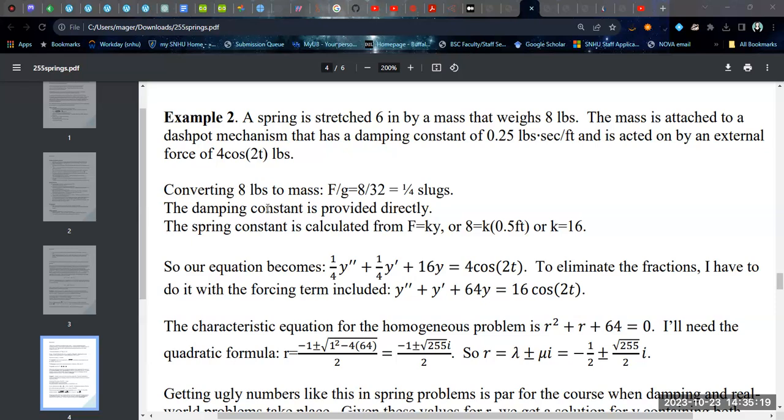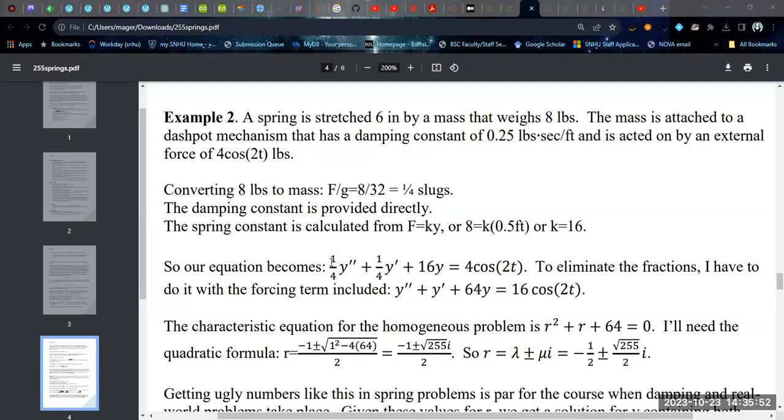So first thing is we have to find the mass for the equation. So we're going to convert 8 pounds to mass, and that's going to give us 8 divided by gravity, which is 1/4 of a slug. The damping constant is provided directly as 0.25 or 1/4. And then the spring constant is calculated from the fact that it takes 8 pounds to stretch the spring 6 inches. And when you set 8 equal to the force, and then you divide by half a foot, you get k equal to 16.